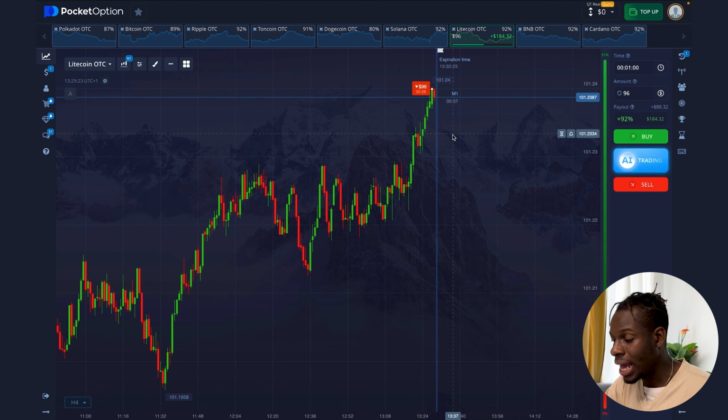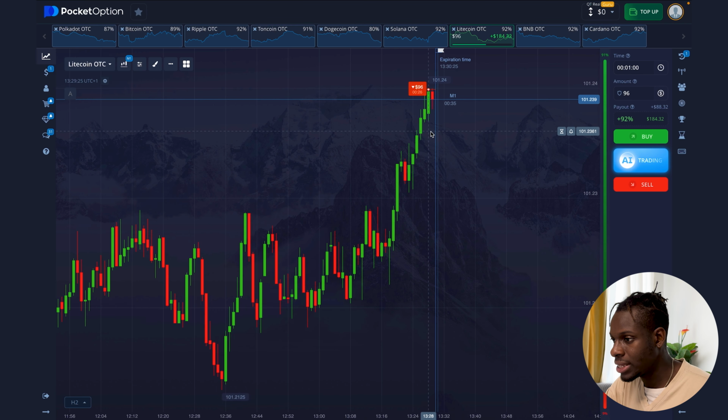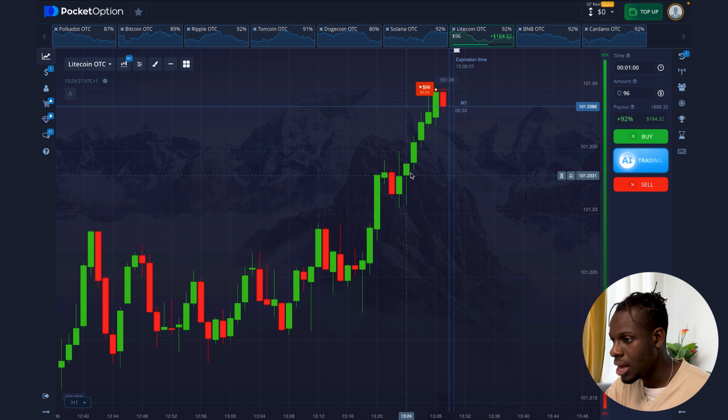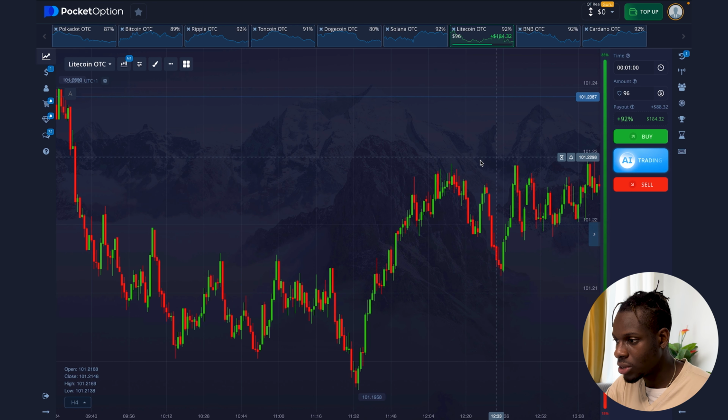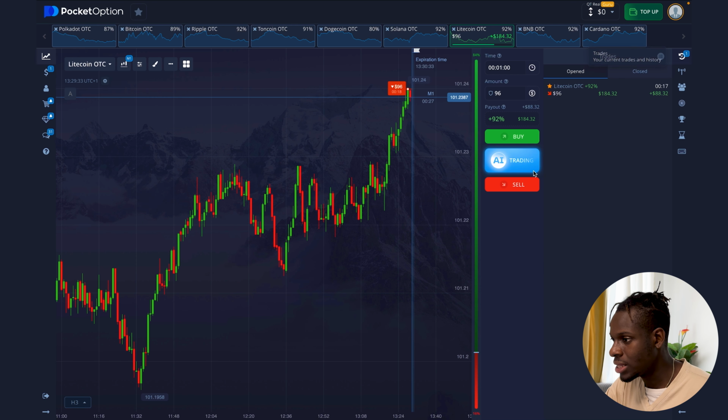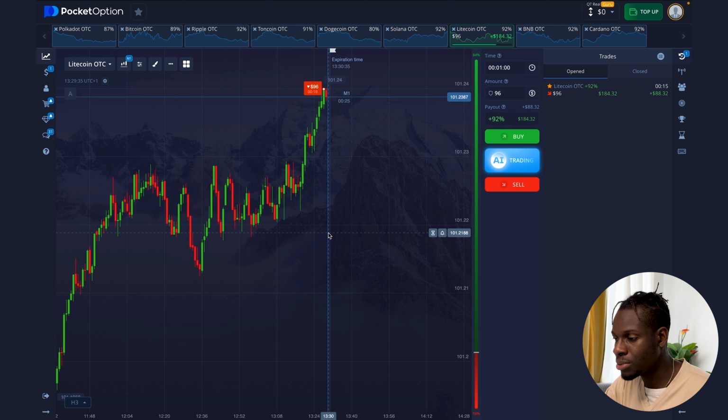Okay, so we had a very good entry point actually right at the tip, and you can see price is moving down. Of course, there were previous green candles around that area without any red, which is further confirmation that price will most likely have a pullback. Guys, we have a couple of seconds remaining for this trade. Let's see how it plays out.